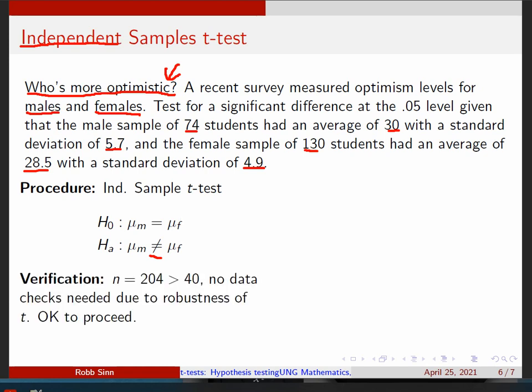All right. Once again, verification. We're in a beautiful situation where we have 130 biologically female, 74 biologically male.